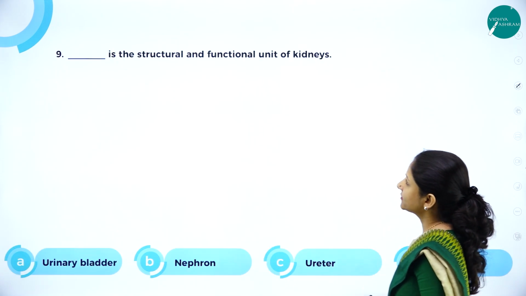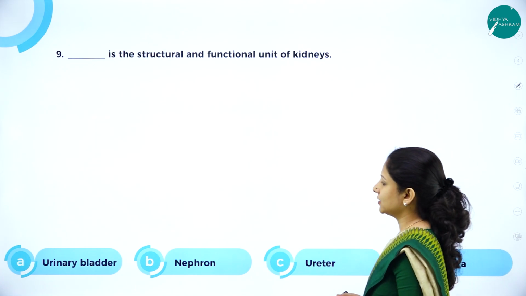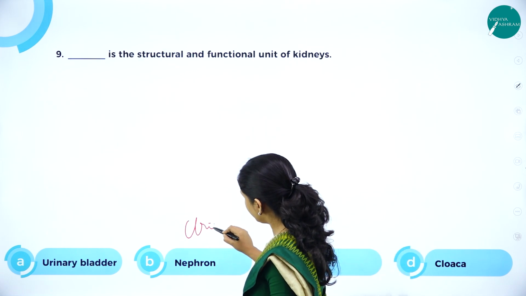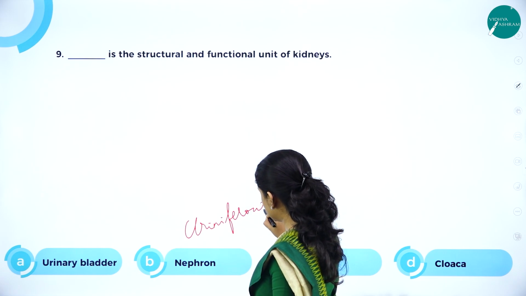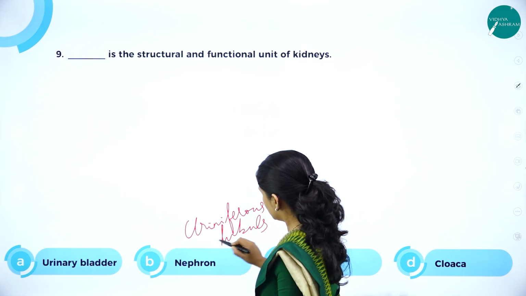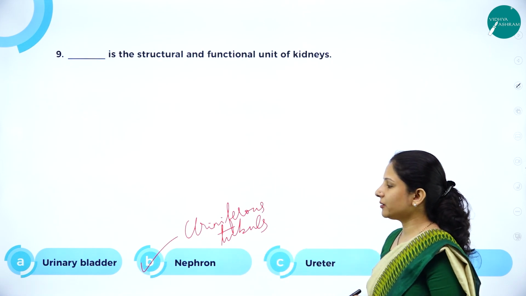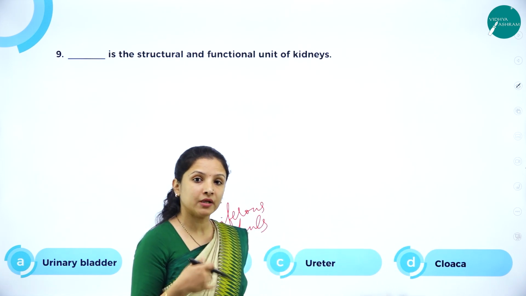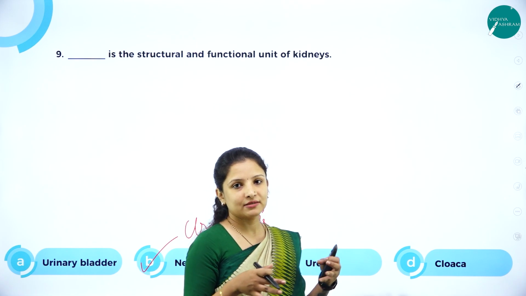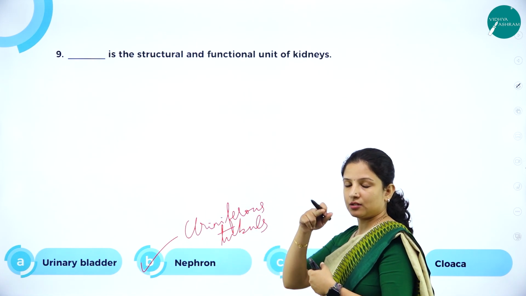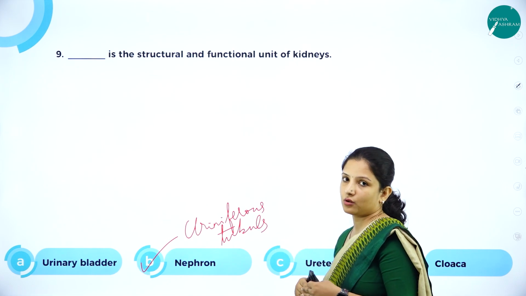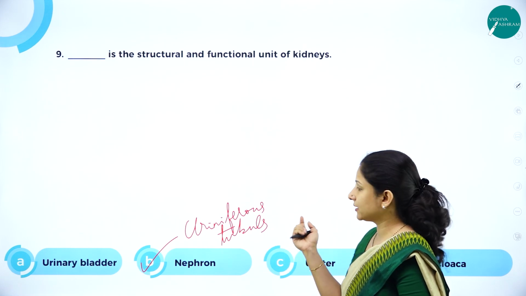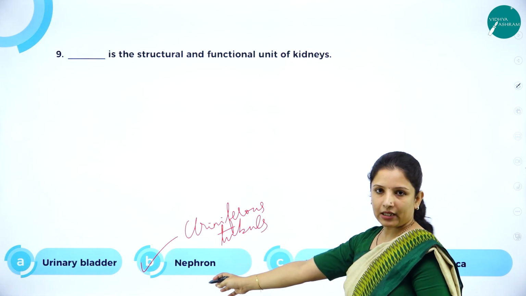Next question. Dash is the structural and functional unit of kidneys. Urinary bladder, nephron, ureter, cloaca, or the option can be given as uriniferous tubules also, because both are one and the same. So the answer here is option B, nephron. Urinary bladder is the collection unit for urine. Ureter carries the urine as well as the sperm in the case of male frog. Cloaca is where all these structures, the urinary bladder and ureter, end up, and then the cloacal aperture. Here the question is: dash is the structural and functional unit of the kidney. It is uriniferous tubules or nephron, option B.